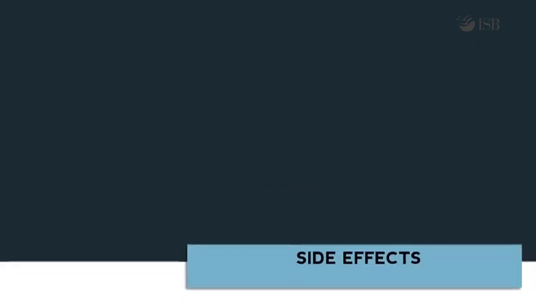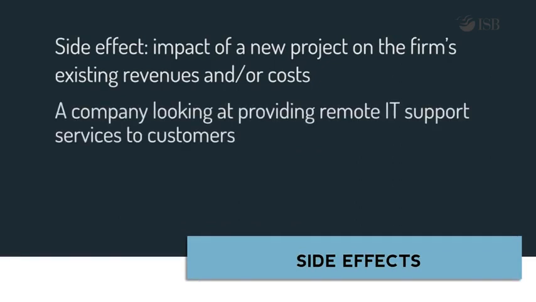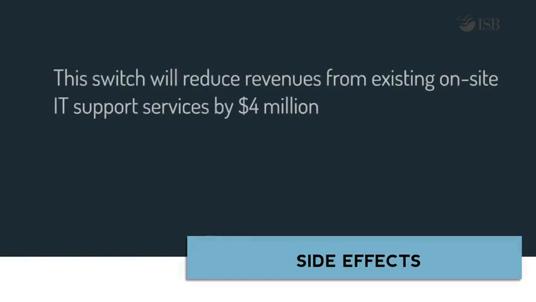The first type of cash flow relevant for FCF calculations is side effects. This is the impact of the new project on the firm's existing revenues and/or costs. For example, a company may be looking at providing remote IT support services. While this will bring in revenues of $10 million, some existing customers may want to switch to using remote support services. This switch will reduce revenues from existing on-site IT support services by $4 million.